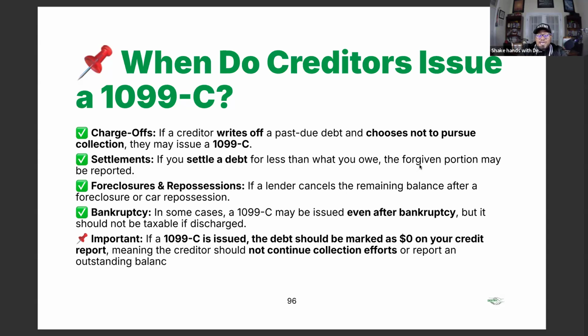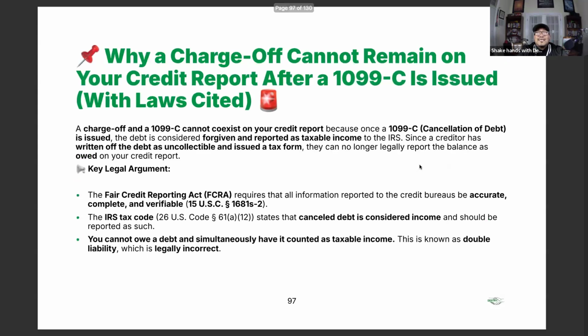In some cases, if you had a repossession or a foreclosure and they sold that property and there was a loss on the property, that's another reason why they can give you a 1099-C. Or in the case of a bankruptcy, ordinarily once the bankruptcy is discharged, it shouldn't be taxable at that time. Okay. So that's kind of just when you would have a 1099-C.